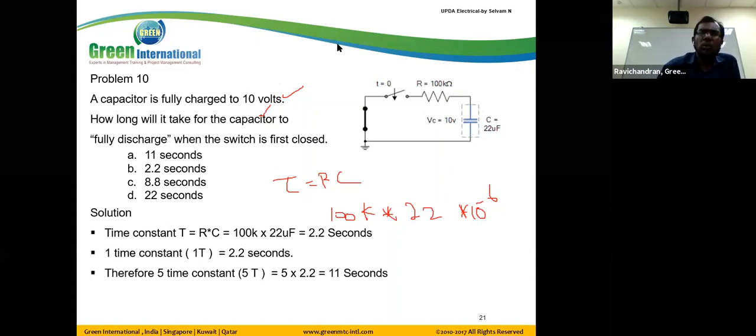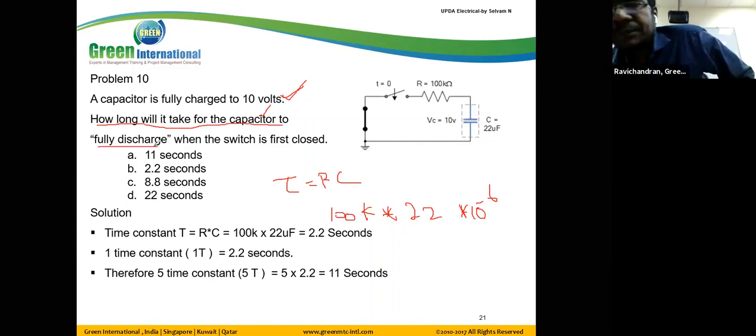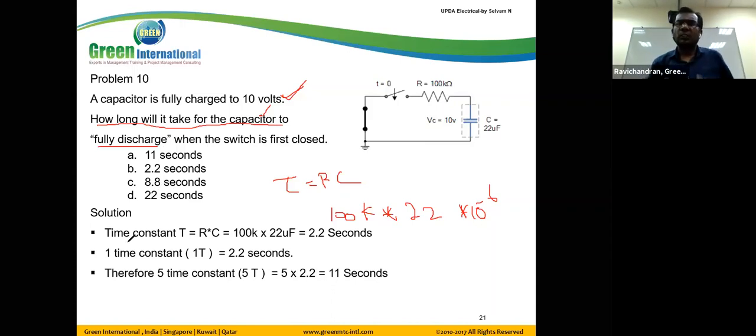Now, the capacitor is fully charged. How long does the capacitor take to fully discharge? How much time is taken? Once again, it is similar to charging or discharging. It takes 5 tau. So 2.2 into 5 gives 11 seconds. Within 11 seconds, it is fully discharged.